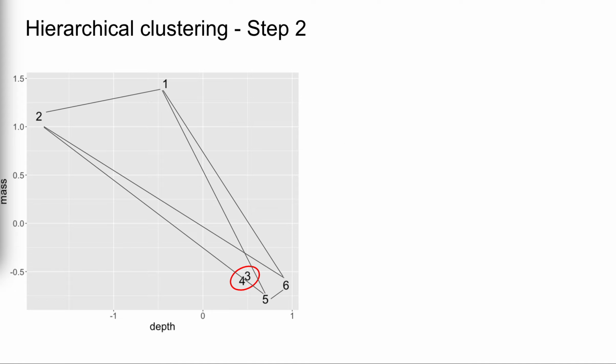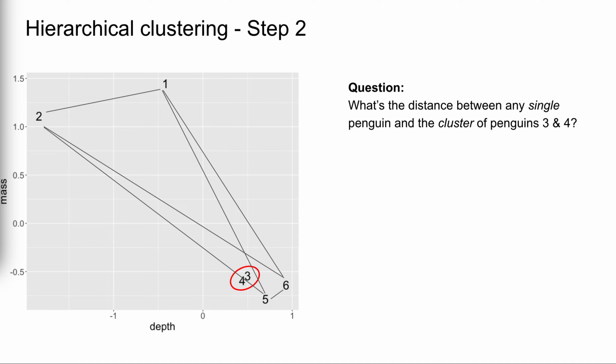Again, we look for the most similar pair of the 5 remaining clusters. Since penguins 1, 2, 5, and 6 are still in clusters alone, we can examine the distance between each pair of these penguins as usual. But what do we do with a cluster containing both penguins 3 and 4? For example, how far is penguin 6 from this cluster? There are multiple ways that we might answer this question.